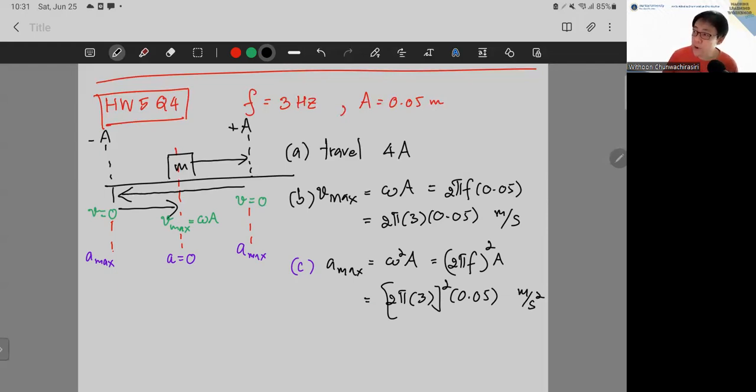And where in the motion does the maximum acceleration occur? You say at plus and minus amplitude. Okay. Very good.